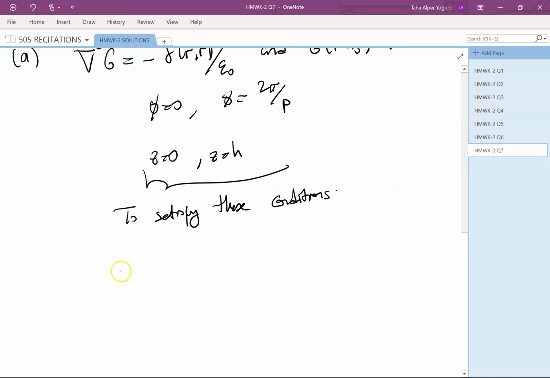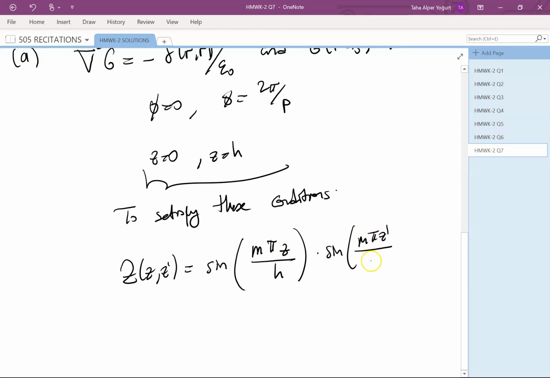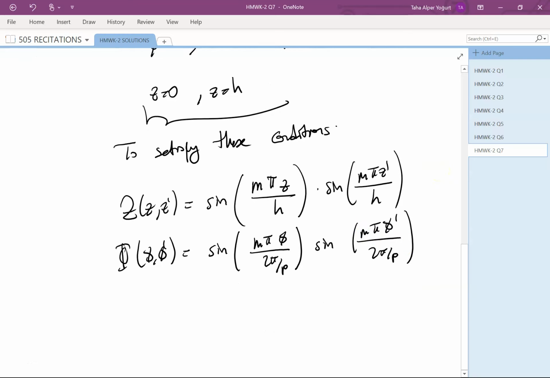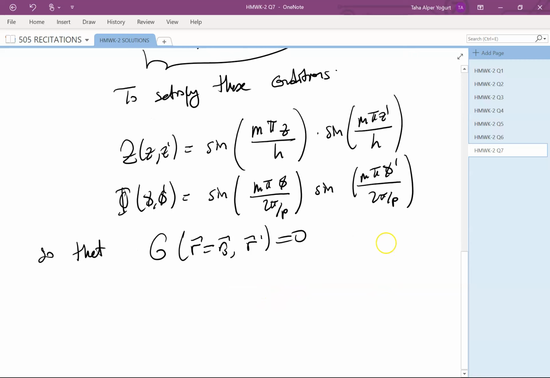the Z part of the Green function is just defined as, very similar idea, sine m pi Z over H multiplied by sine m pi Z prime over H. Similarly for phi, sine m pi phi divided by 2 pi over P, sine m pi phi prime divided by 2 pi over P. These can be evaluated so that G R at RS, R prime is equal to 0 at the given surfaces.